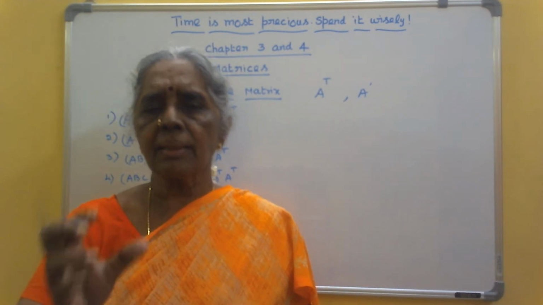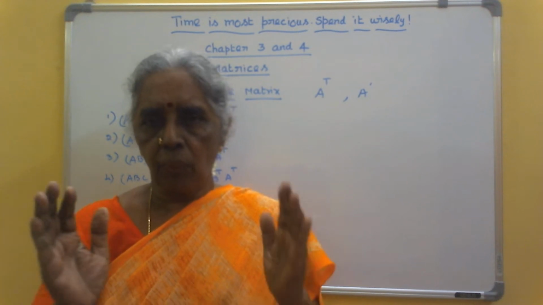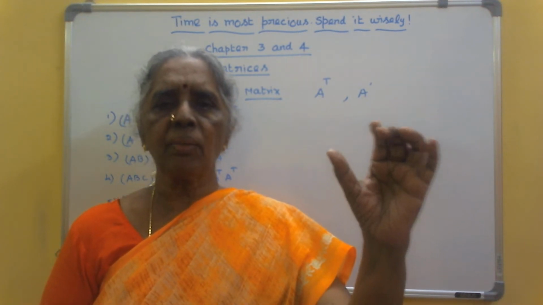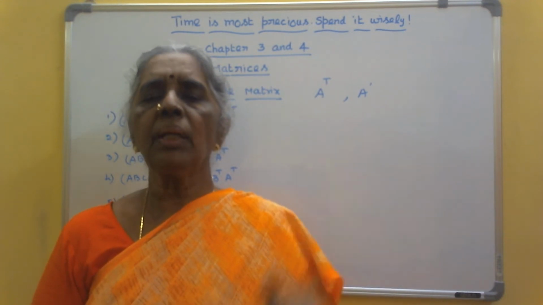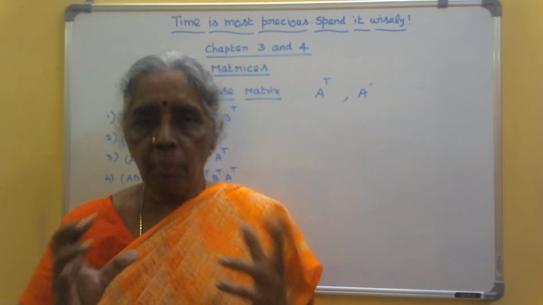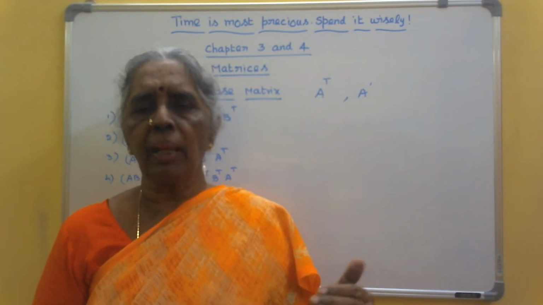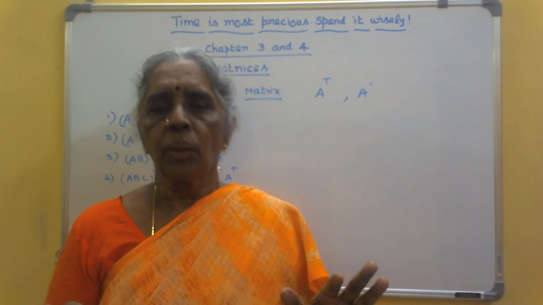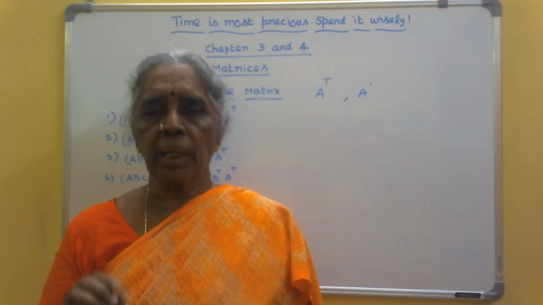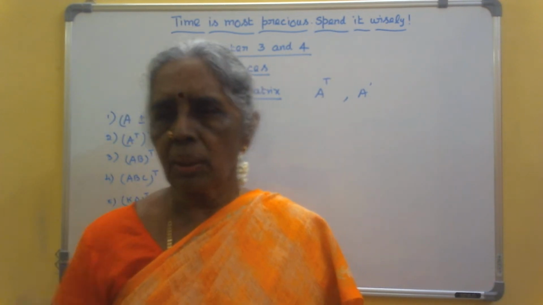For each concept, if you learn about transpose matrix, you should know all the properties. If you learn about multiplication, you should know the concepts of multiplication: when it is possible, whether it is commutative, whether it is associative, like that. If you understand this, then you can use these in the sums. Okay.